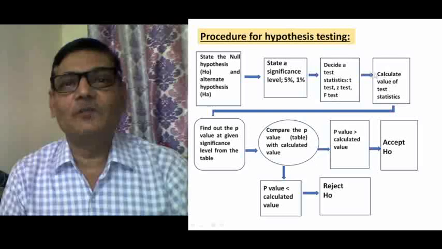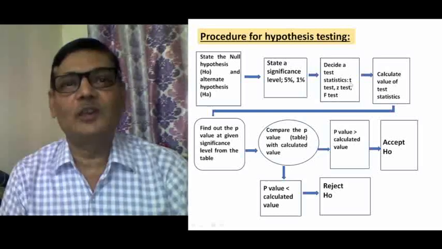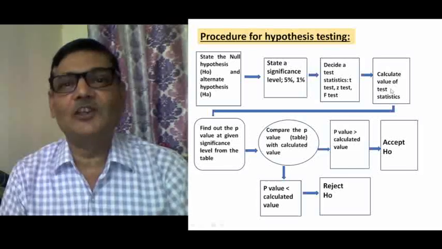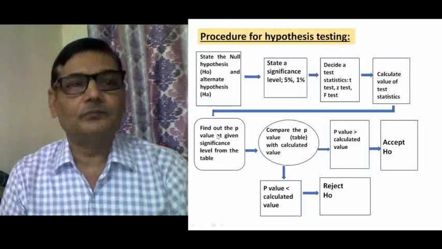The next step will be to calculate the value of the test statistic. If you are doing a student t-test, then the t value has to be available. Whatever statistical analysis you are doing, the value of that specific test will have to be obtained. That will be the calculated value. And then find out the p-value at a given significance level from the table.